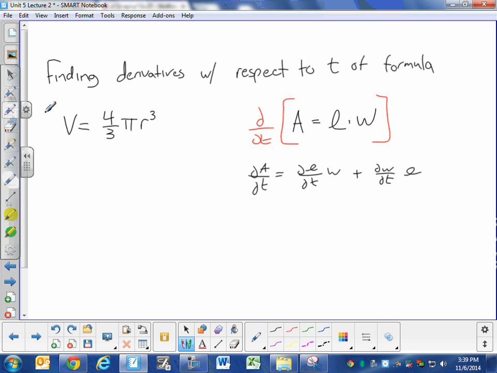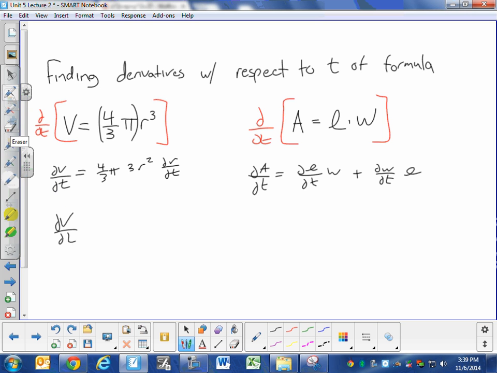I can do the same thing with v. And I'll get dv dt. Pi is not a variable, it's just a number. So I think of this as like a constant. So I'm just going to leave it alone. And then multiply by the derivative of r cubed with respect to t, 3r squared dr dt. Then if I want to simplify, 3 times the 4/3 just gives me 4. 4 pi r squared dr dt.